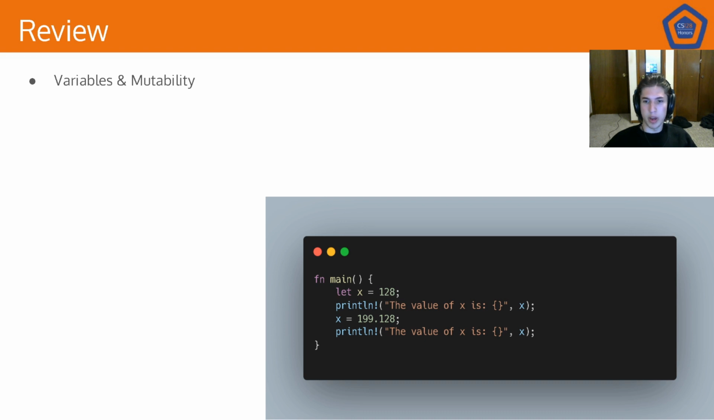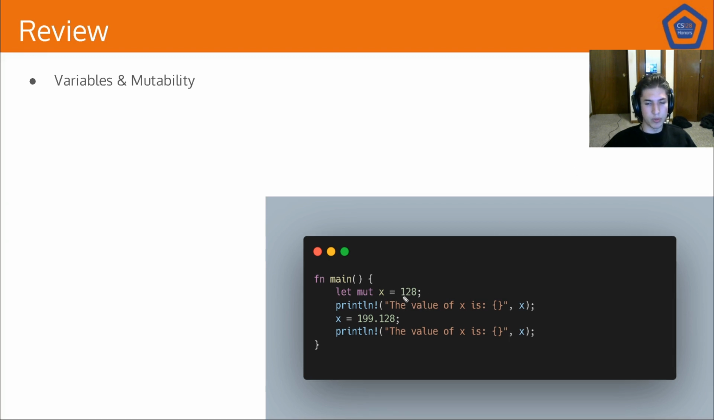So you learned about variables and mutability. We have some integer x assigned to the value 128. We attempt to reassign it to the value 199.128. And of course, this will not work. What we need to do is make sure that x is mutable. But the keen of you might realize that this is some usize, and this is like some f32.